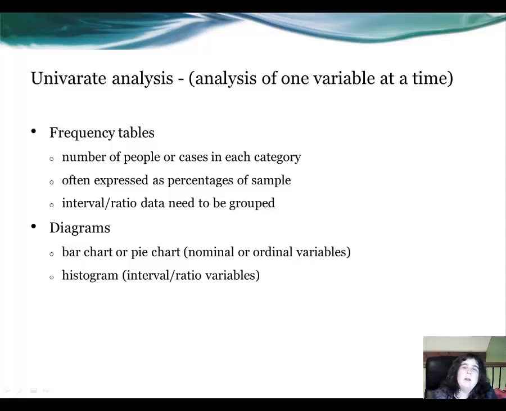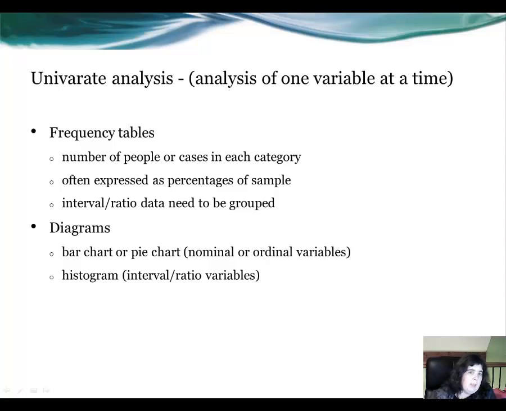So when we're actually looking at one variable at a time, let's say, for example, gender, we would use the likes of frequency tables. So we're looking at the number of people or cases in each particular category. So we're looking at the number of people who are male and then the number of people who are female. That's frequency tables, typically expressed as a percentage of the overall sample. And interval or ratio data need to be grouped in order to present them in a frequency table. What diagrams can we use to show a univariate analysis? That is just one variable at a time.